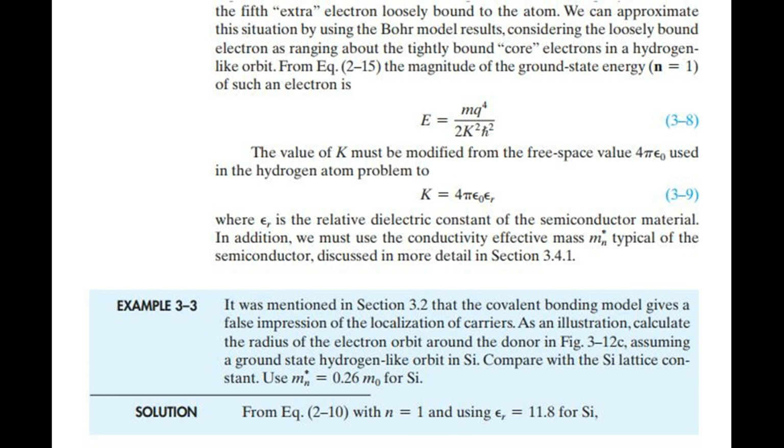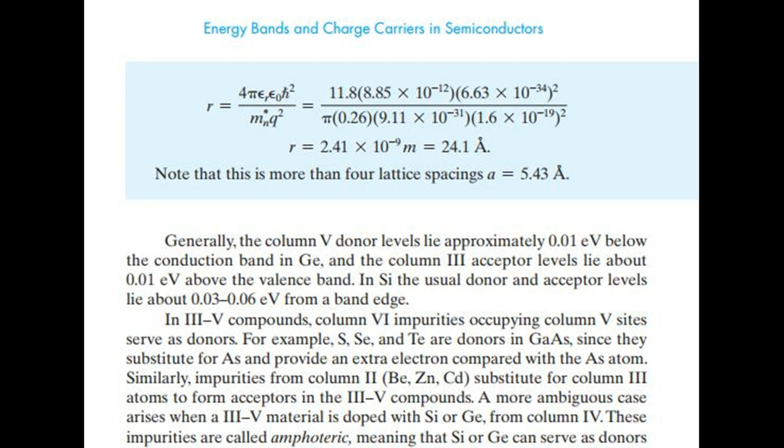Generally, the column 5 donor levels lie approximately 0.01 electron volts below the conduction band in germanium, and the column 3 acceptor levels lie about 0.01 electron volts above the valence band. In silicon, the usual donor and acceptor levels lie about 0.03–0.06 electron volts from a band edge.